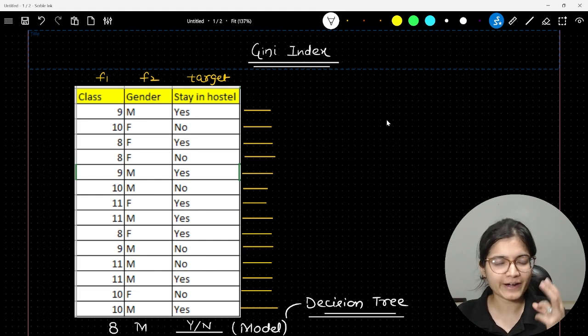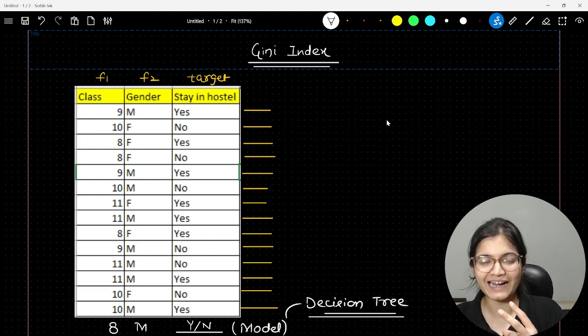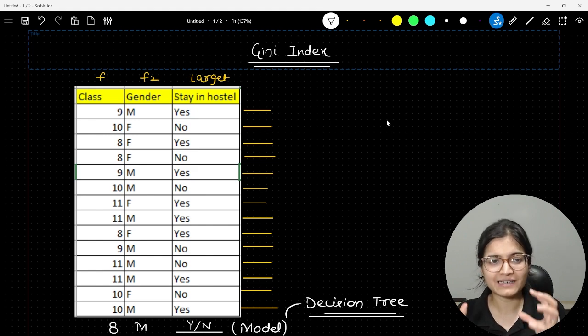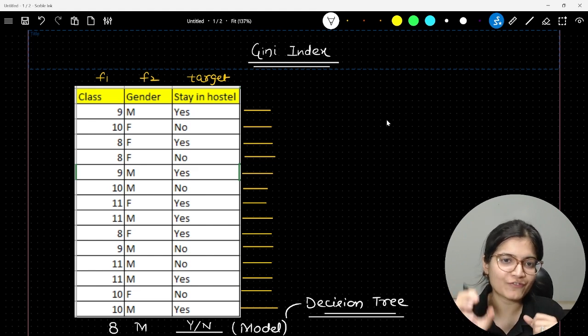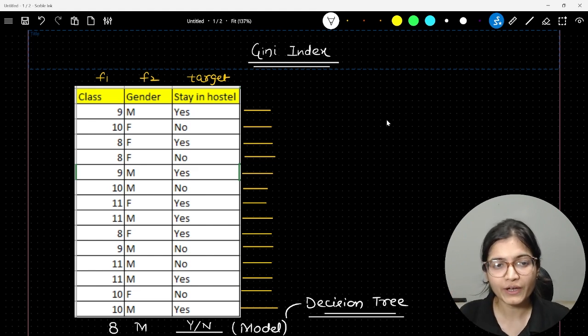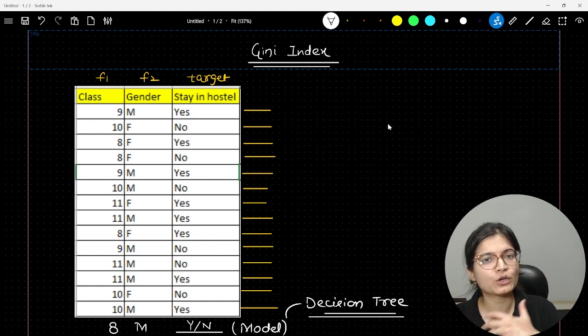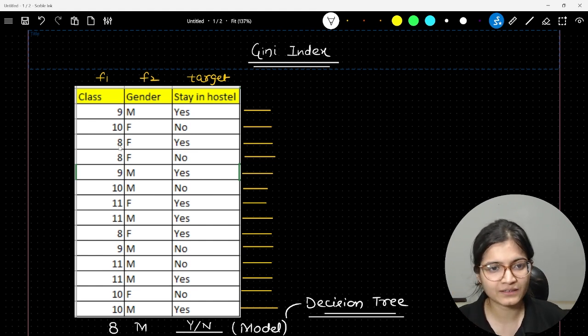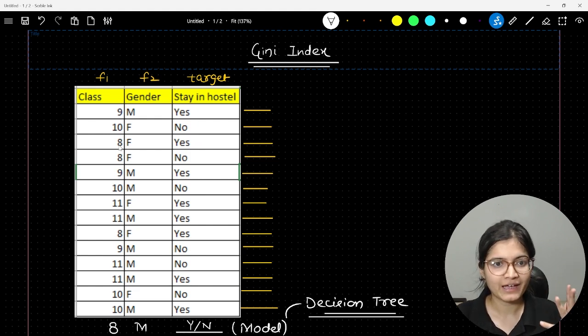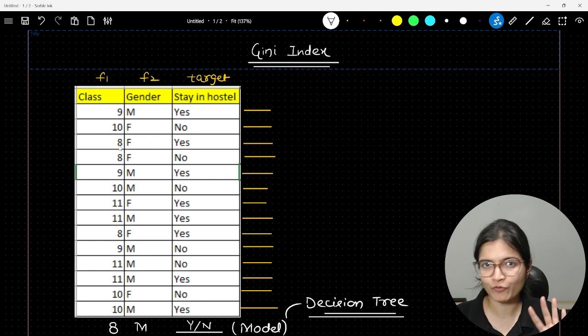Here there are only two features competing, and that's the major reason I have taken this example, because this data set is very simple. We just have class and gender. Let's suppose initially that we have class as the root node. In that case, how many unique classes do we have? Either the person belongs to class 8, 9, 10 or 11. In total we have 4 classes.